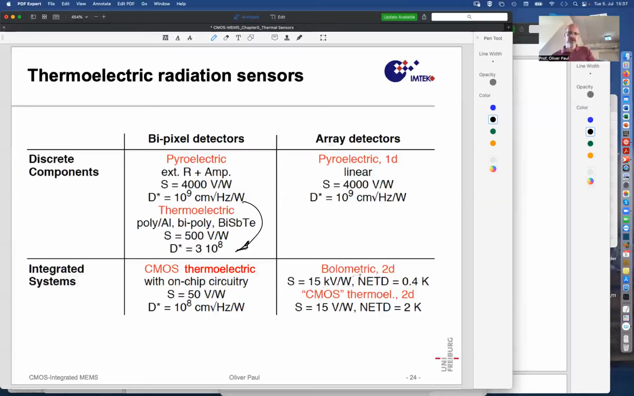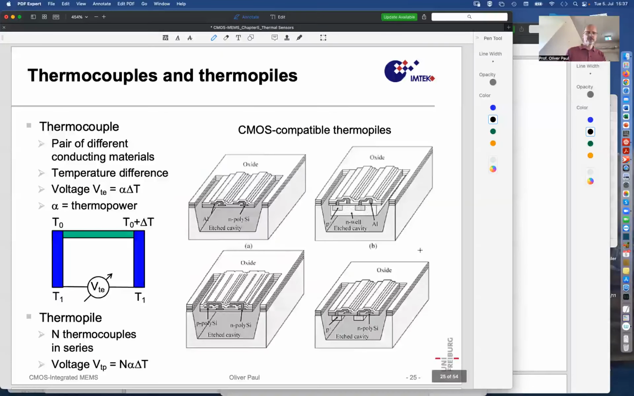And then a noise equivalent temperature difference has been documented here with 0.4 Kelvin of detected temperature difference and 2 in the case of the thermoelectric devices. So one element of these thermoelectric devices is the thermocouple or thermopiles. I'll just briefly sketch what a thermopile is.